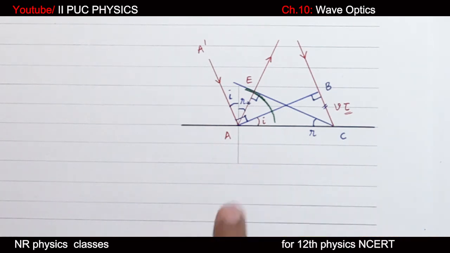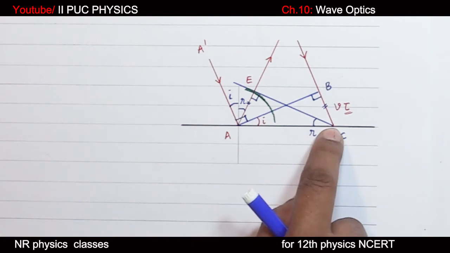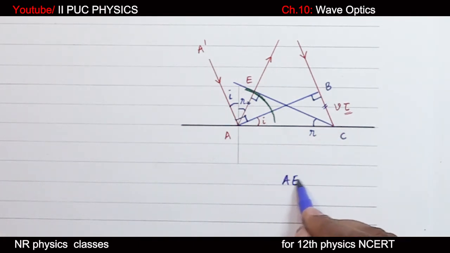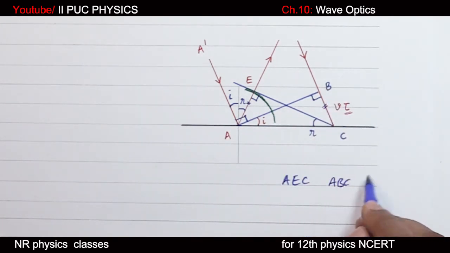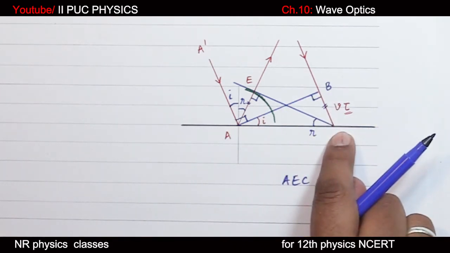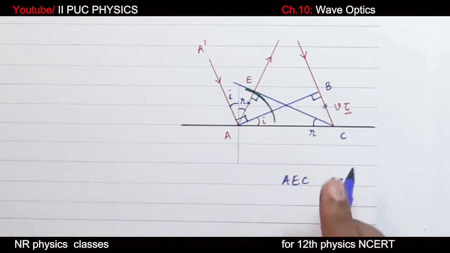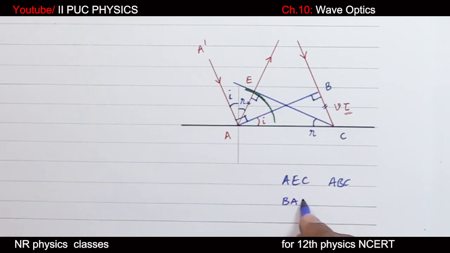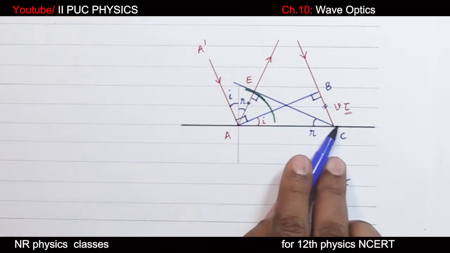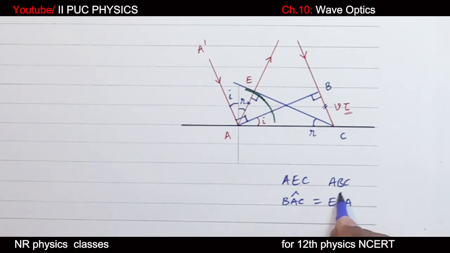Therefore these two triangles, AEC and ABC, are congruent triangles. Therefore these two angles should be equal, that is BAC equals ECA. BAC is the angle of incidence, ECA is the angle of reflection. This is nothing but the law of reflection, isn't it? Angle of incidence is equal to angle of reflection.